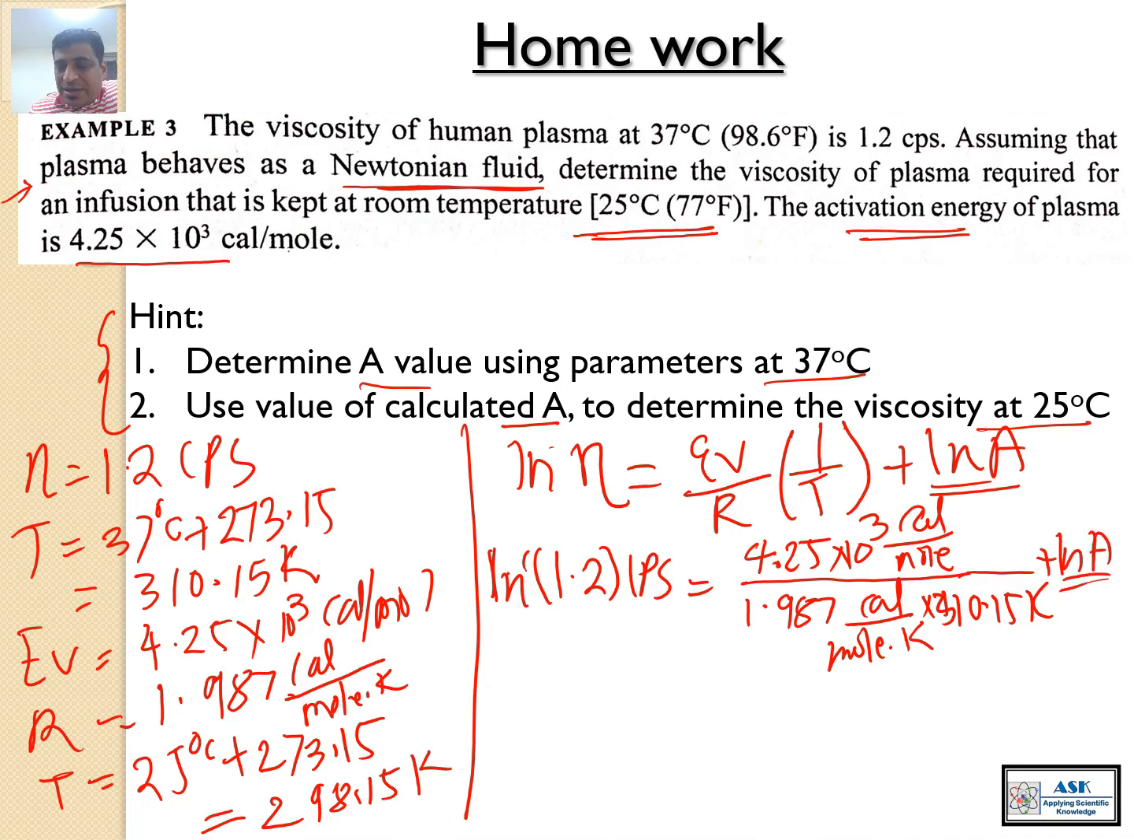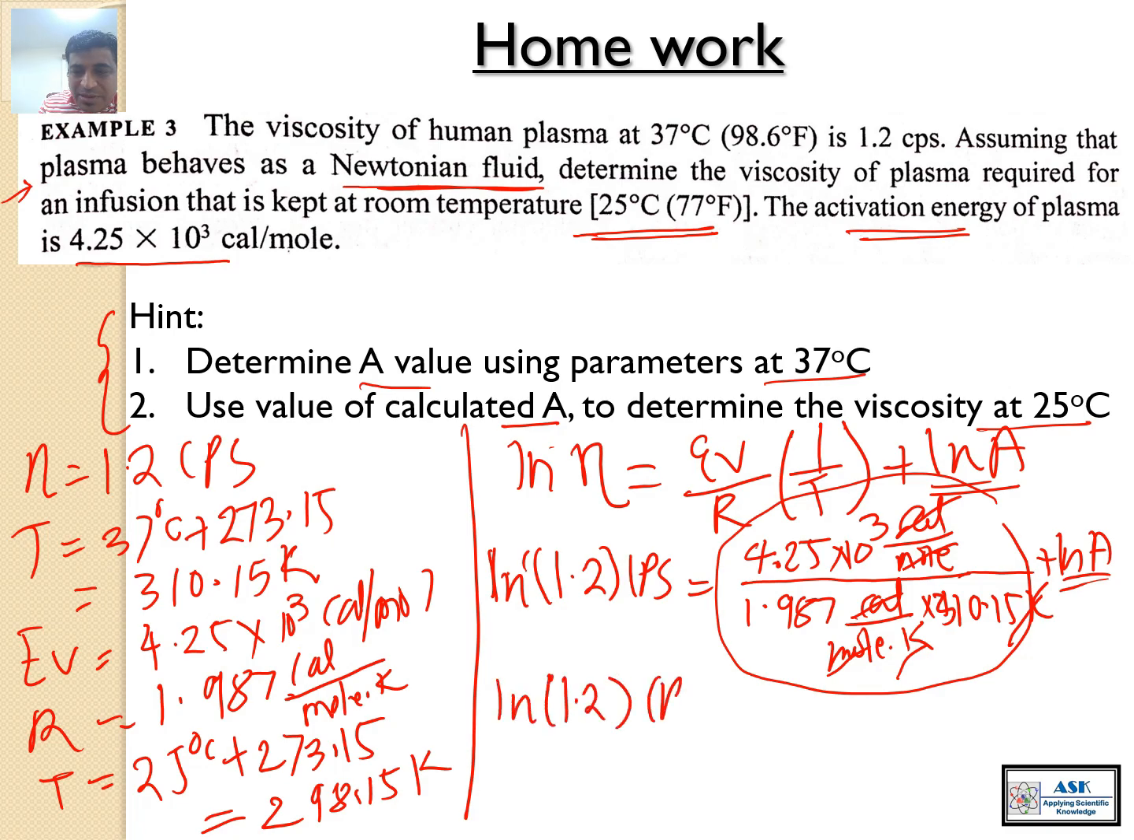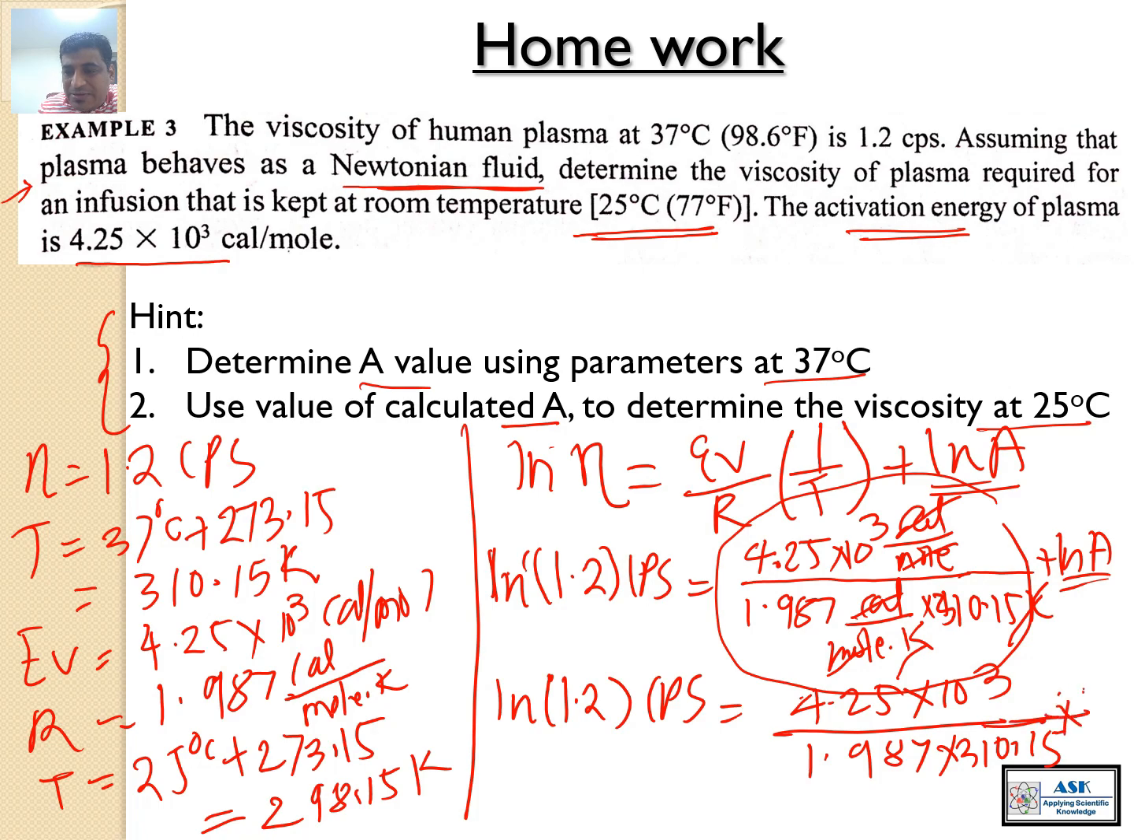So let's take care of all these units first. Calories gone, mole gone, and Kelvin gone. So this number becomes unitless, isn't it? So what is remaining now? ln 1.2 CPS is equal to 4.25 times 10 raised to 3 divided by 1.987 times 310.15, plus ln A.